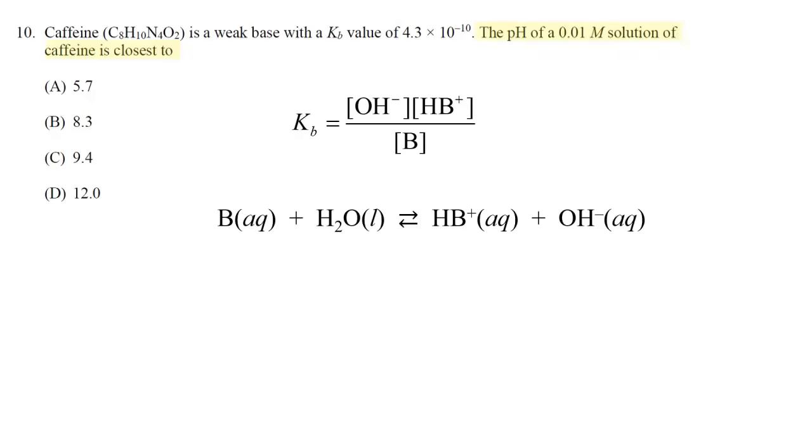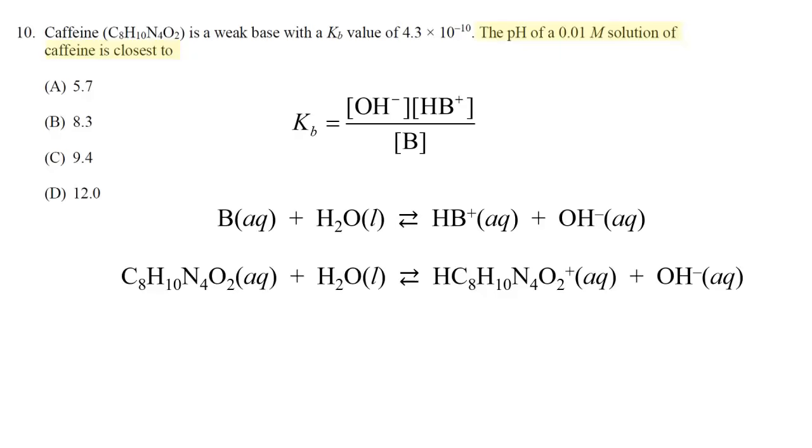So when the weak base, represented by the letter B, reacts with water, it produces the conjugate acid HB+, along with the hydroxide ion. Now, we know that the chemical formula of caffeine is C8H10N4O2. So I'm going to replace the letter B on the left side of the equation with the formula of caffeine, and then on the right side of the equation, I'm going to replace HB+ with the conjugate acid of caffeine. So it looks like this.